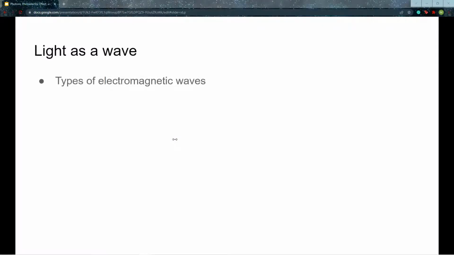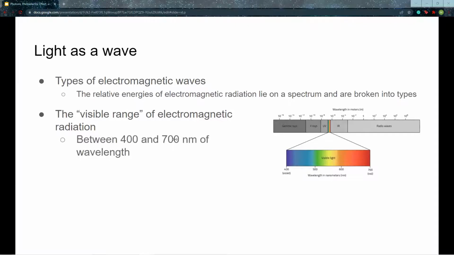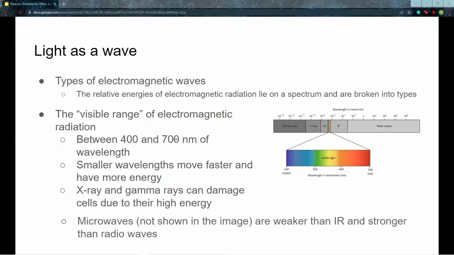Alright, so light is an electromagnetic wave, but let's learn a little bit more about electromagnetic energy before we revisit light. There are a lot of different types of electromagnetic waves, each having a different wavelength on a spectrum as well as a different energy. What we call the visible range of electromagnetic radiation lies between 400 and 700 nanometers of wavelength. Smaller wavelengths move faster and have more energy, like X-rays and gamma rays. These forms can damage cells due to their high energy. Microwaves, which are not shown on this image, are weaker than infrared and stronger than radio waves. In short, standing in front of the microwave is actually less dangerous than your regular house lights.